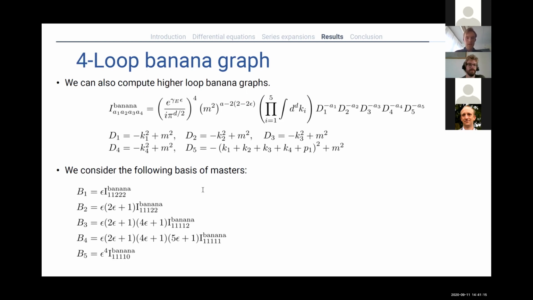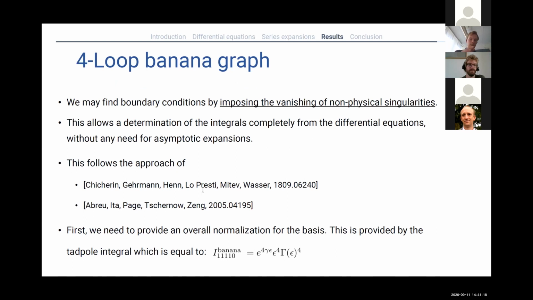Now, you briefly saw in one of my previous slides that using this approach of expansion by regions gives many different regions, and you have all these gamma functions that you have to compute from the parametric integral. So that's kind of complicated. An alternative approach, which is quite interesting, is that you can use the differential equations purely by themselves to determine the integrals. The only input you need is that you know where the singularities are and which singularities are non-physical and should disappear.